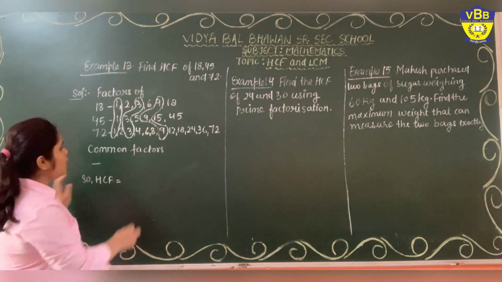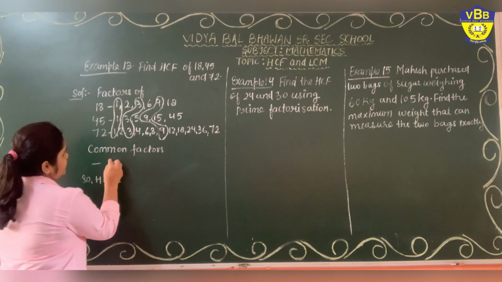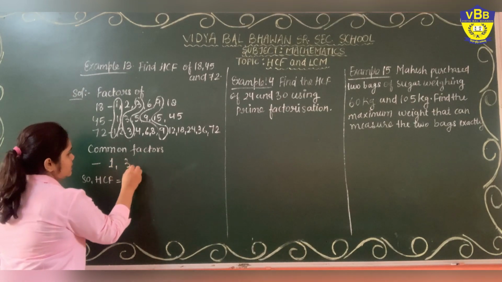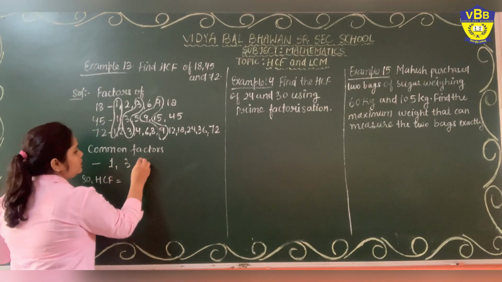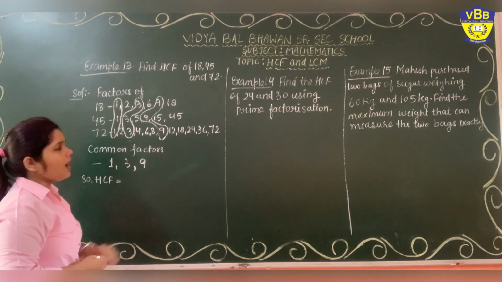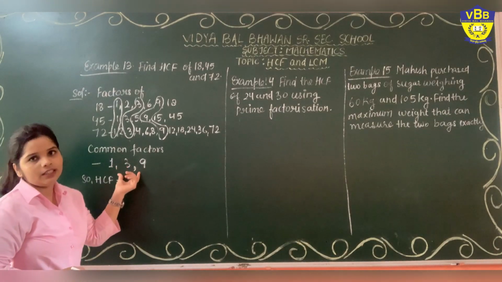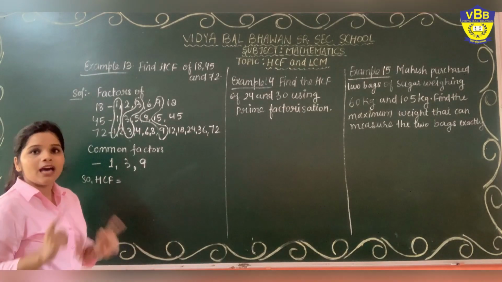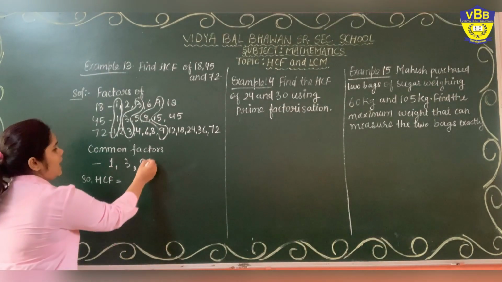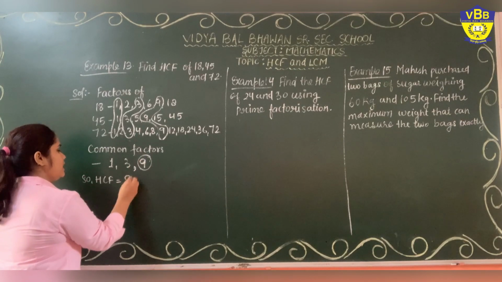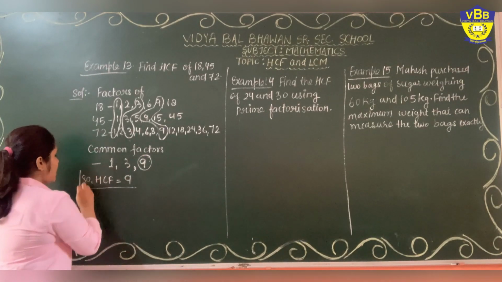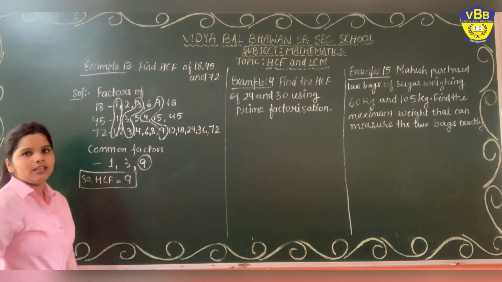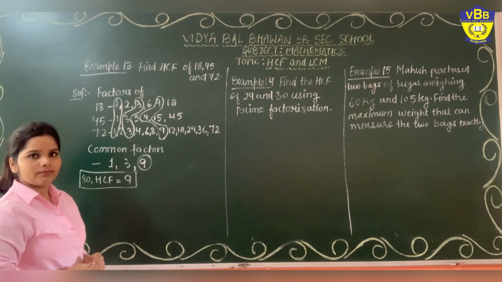So what are the common factors? Basically the common factors in this question are 1, 3 and 9. After listing the common factors, out of these three, which is the highest common factor? The highest common factor is 9. So the HCF of this question is 9.